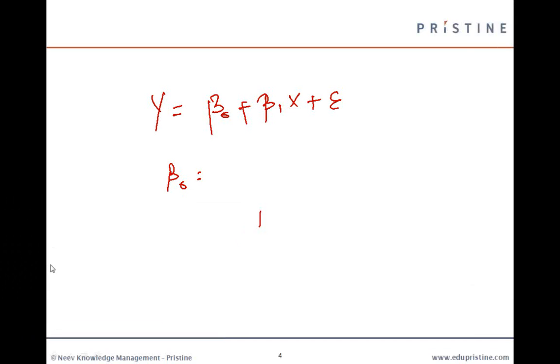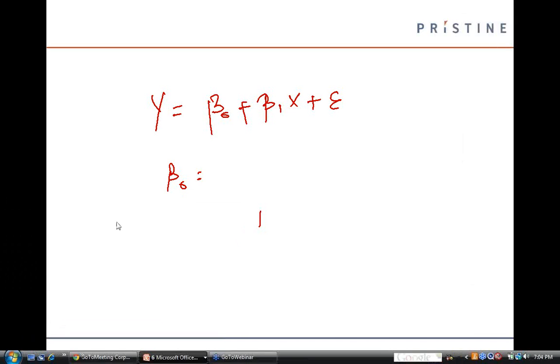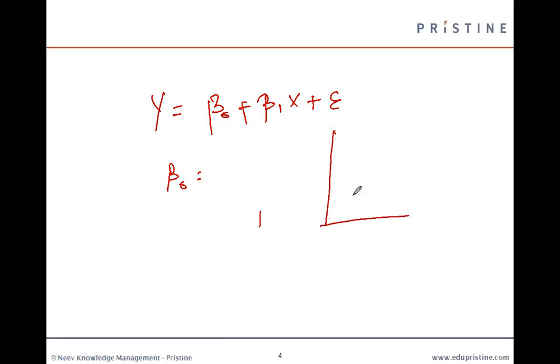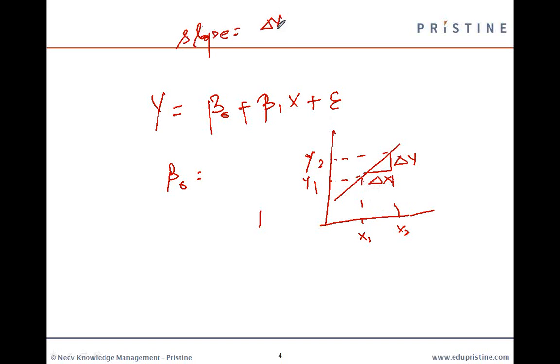Okay, slope is usually nothing but your tangent. So you have a straight line. Slope is nothing but tan theta, that is delta y by delta x. For this value of x1, this is my value of y1. For this value of x2, this is my value of y2. So x2 minus x1 is my delta x, y2 minus y1 is my delta y, and slope is defined as nothing but delta y by delta x. So slope equal to b1 equal to delta y by delta x.